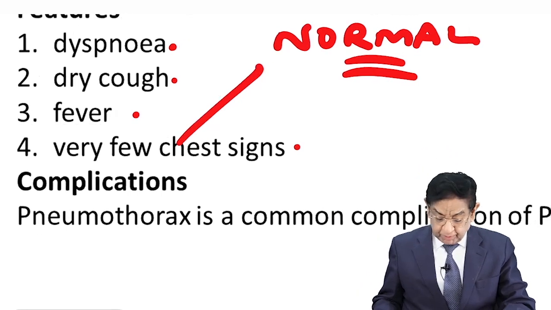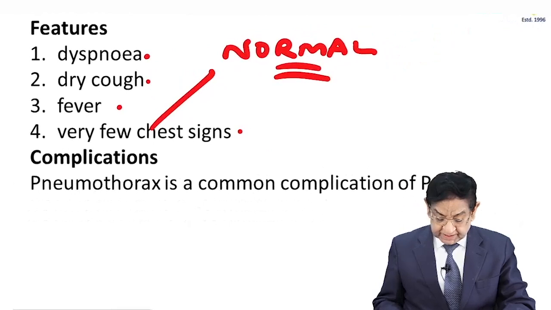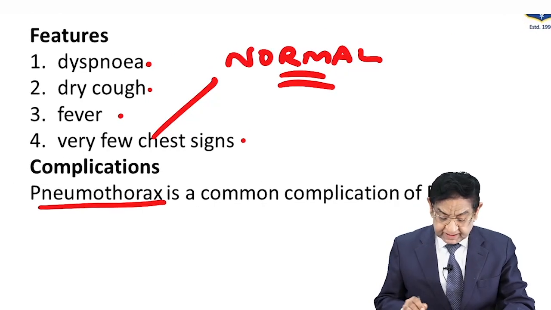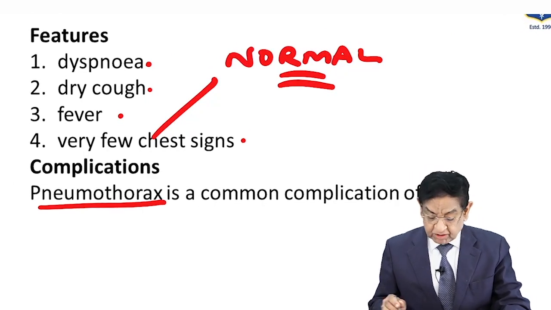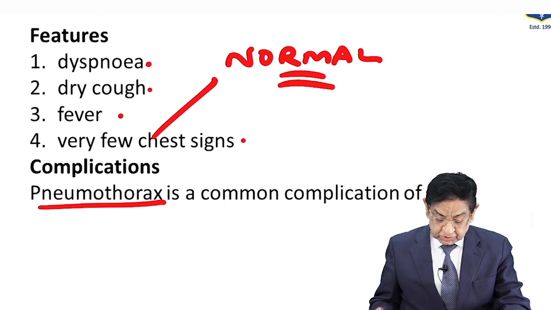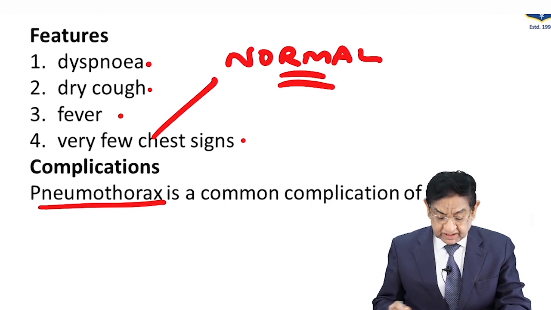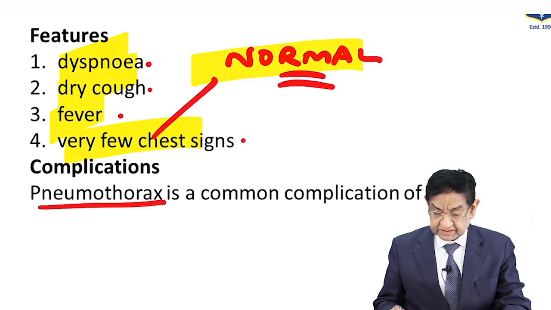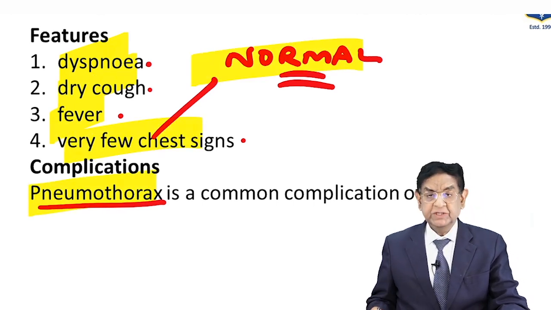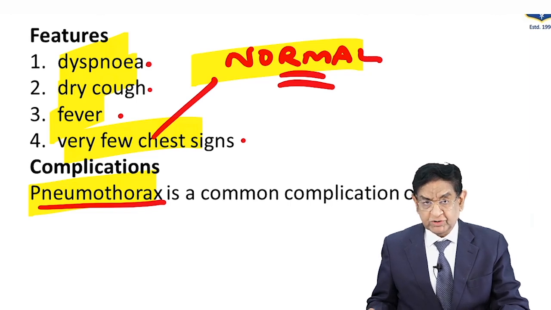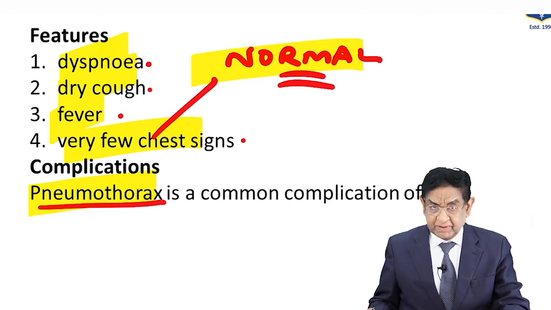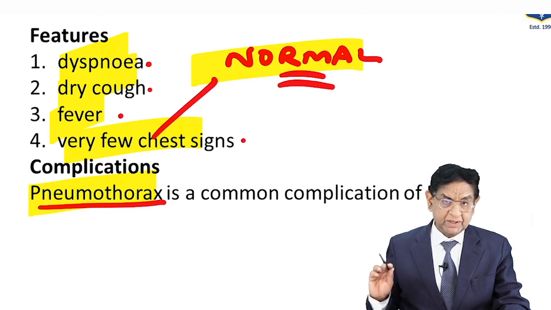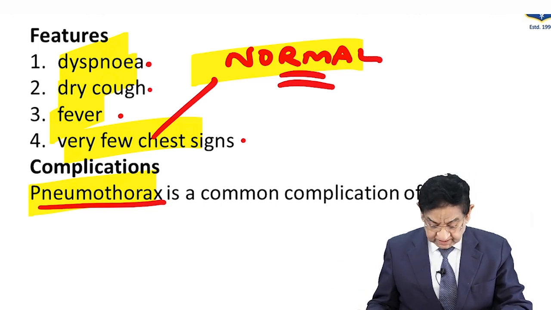Now, one more important question: what complication can occur? Pneumothorax is a problem. Again, a commonly asked question. So in this, the keywords are dyspnea, dry cough, fever, normal chest signs, and pneumothorax. There are 5 keywords that you have to remember. Remember, we are talking about pneumonia, but no chest sign is the classical finding.